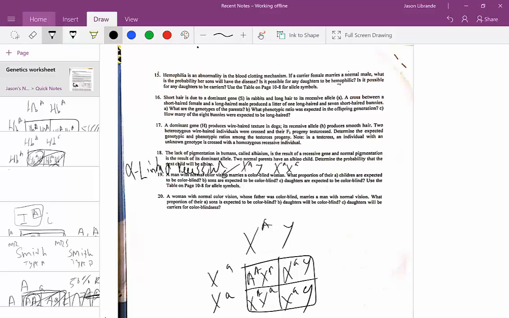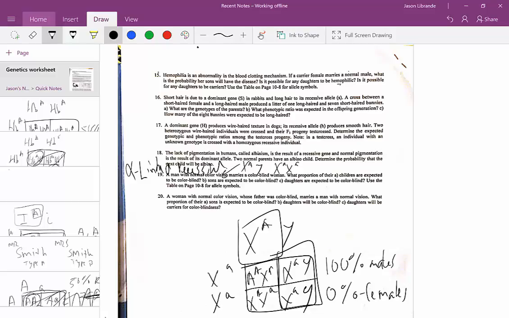Okay, so it looks like 100% of the males, so all males are going to have it. And then 0% females. That's because they get one dominant allele from their father, which is protecting them. And it looks like that answers all those questions. So that's just a straightforward X-linked cross there.